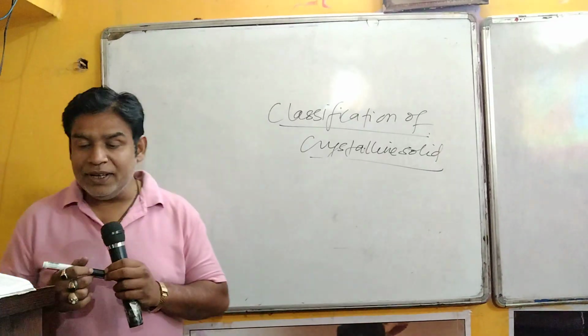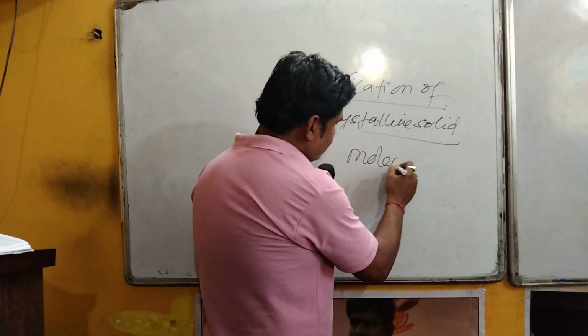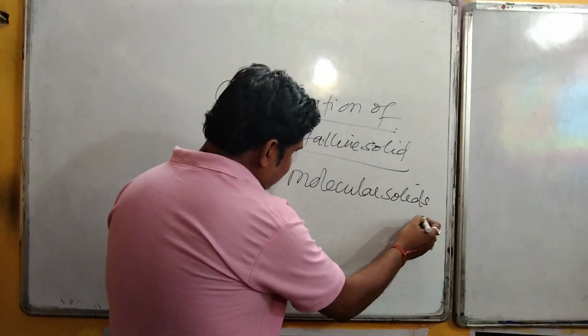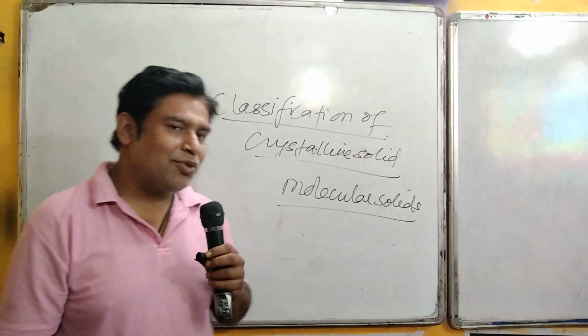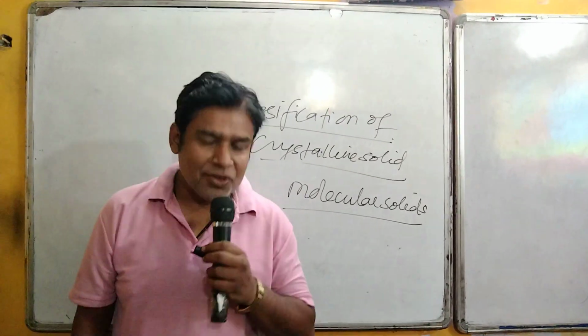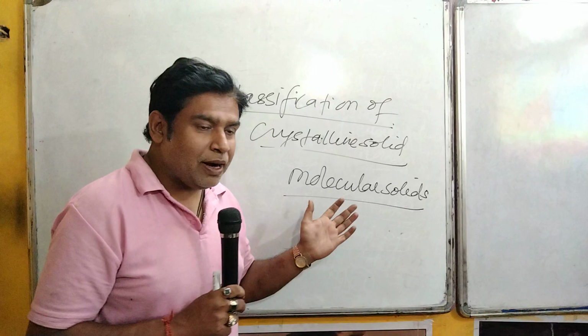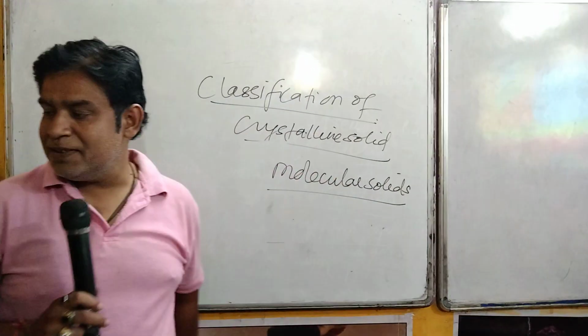The second type, after ionic solids, we will next talk about molecular solids. Let us see what this word carries and what it means when I use the word molecular solids. So let's see. Obviously, the constituent particles in molecular solids are not ions, rather they are molecules.